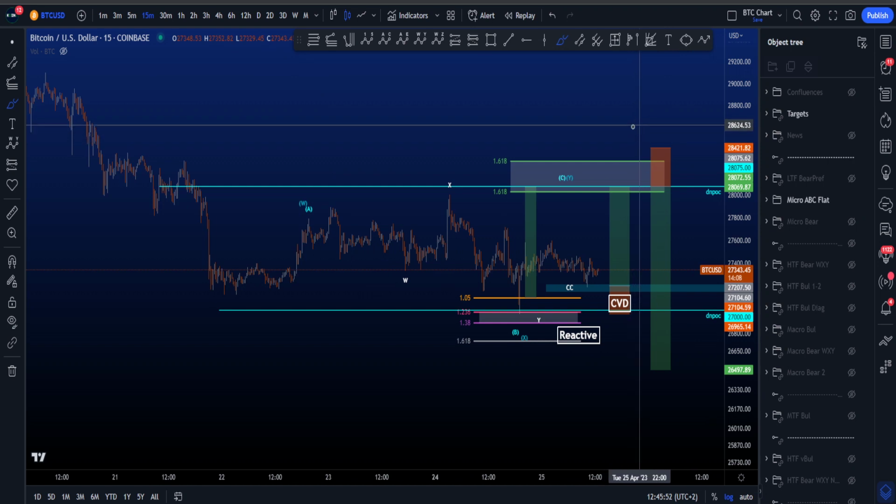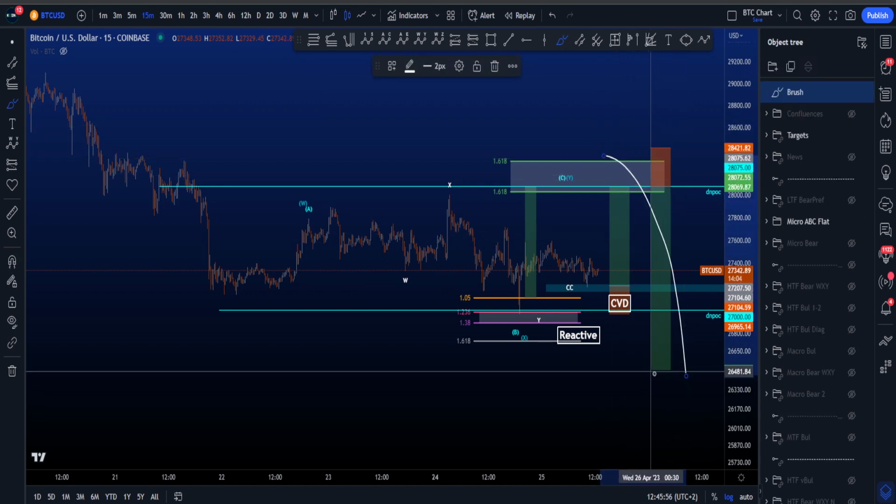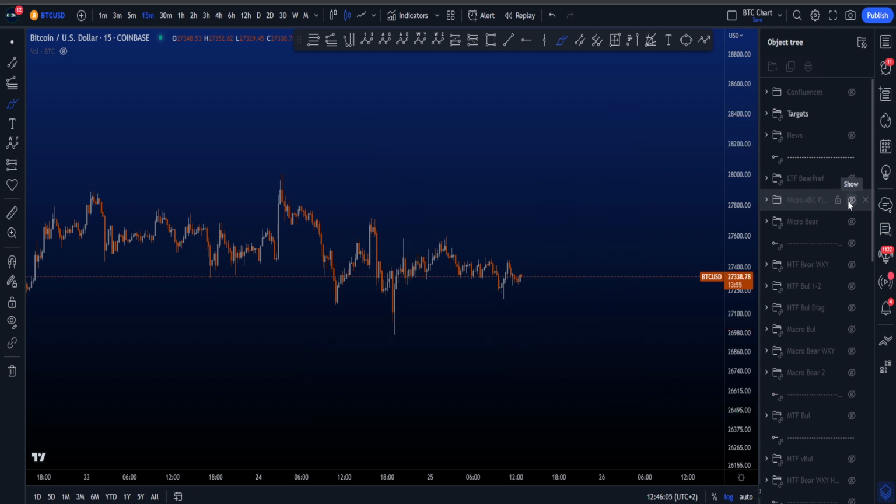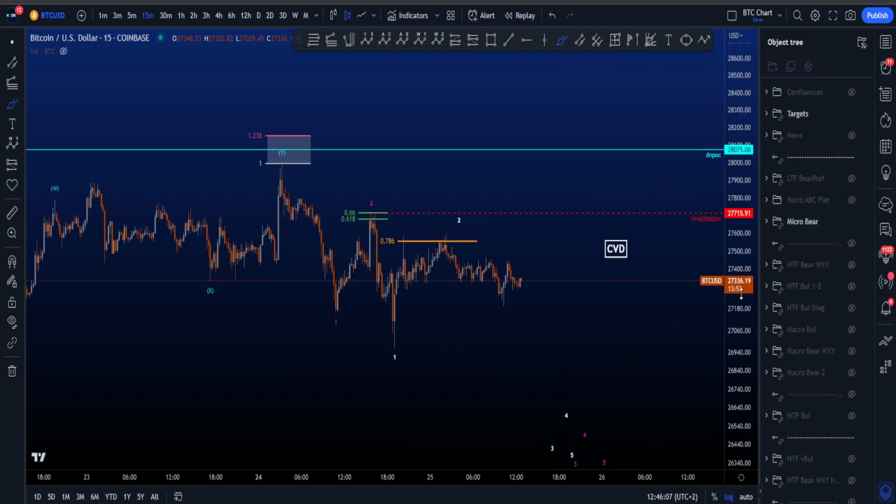So this would then also be the end of a wave 4 on the low time frame, for then eventually a continuation to the downside in a wave 5. So this is currently what I am looking for, the more bullish scenario. And if we then look at my alternative scenario on the micro, it is the more bearish scenario.